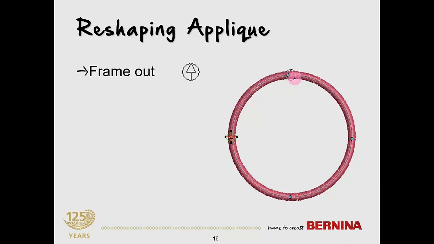Now that we have more room under our machines, it's not as necessary for this frame out to be placed so far away from the applique. And as a matter of fact, the default is right there on the applique. So the hoop doesn't move out like it used to, but you certainly can move that frame out point if you want the hoop to move further out from your machine.